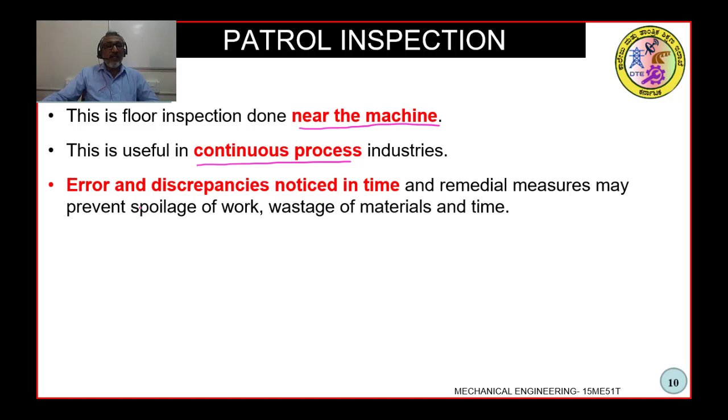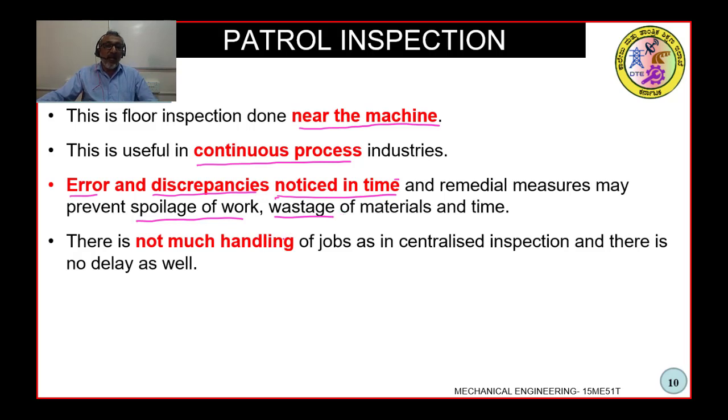Here, if any error or discrepancy in manufacturing is noticed immediately, it can be corrected. That means the inspector will go there. If the machine is set to a wrong value, that's why the defects are coming. It can be noticed quickly and corrected immediately, so that the remedial measures taken in time will avoid the spoilage of a large quantity of work, wastages. These things will be avoided as we are doing the inspection near the machine immediately after the production. There is not much handling.